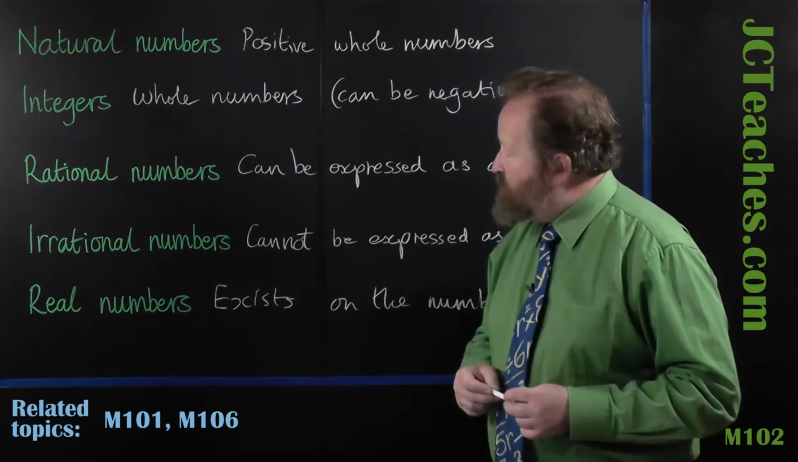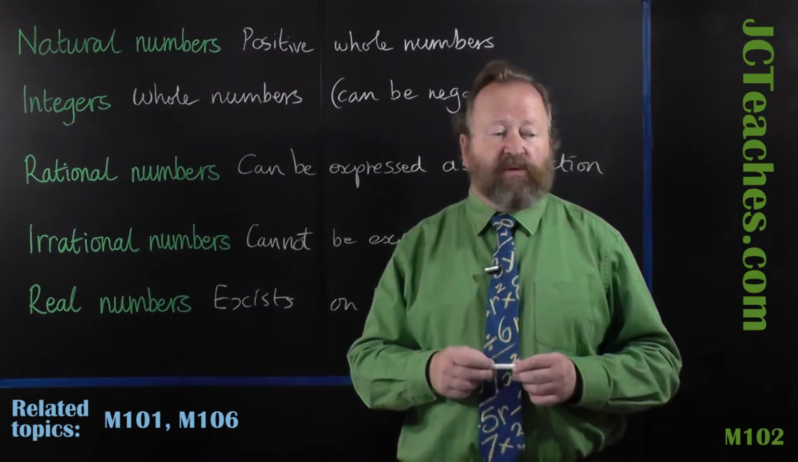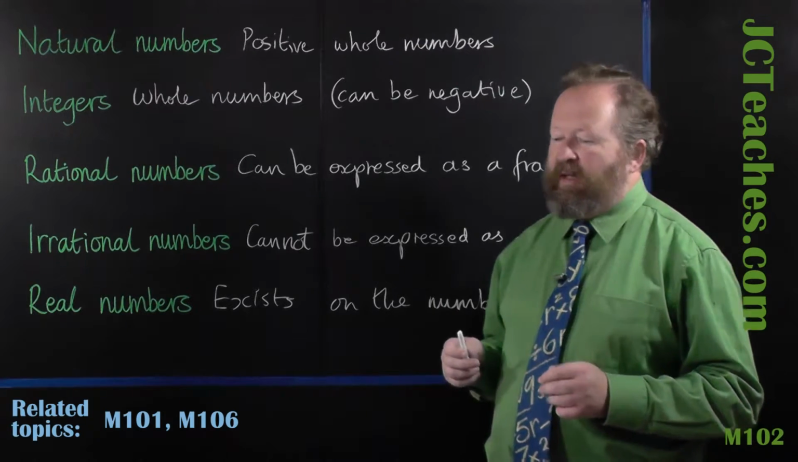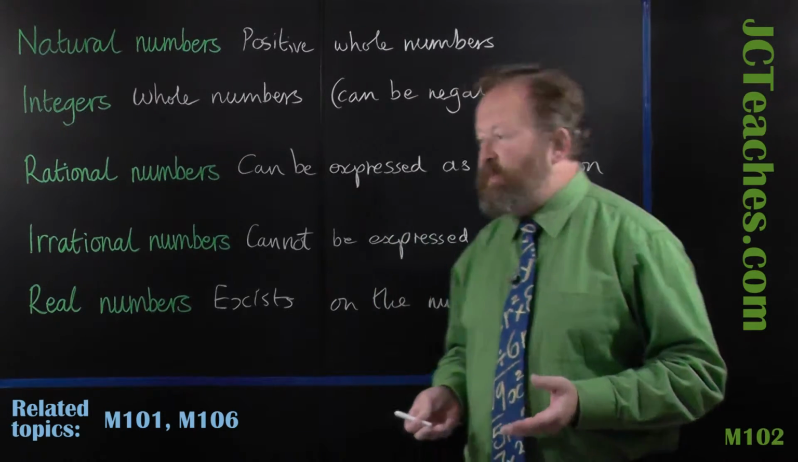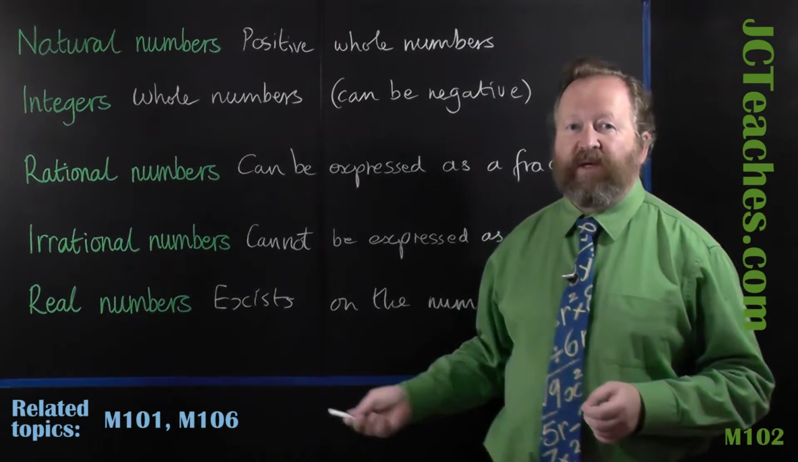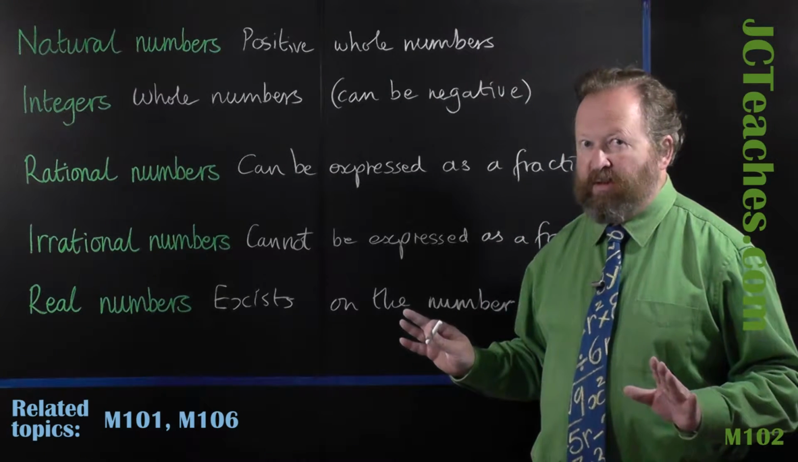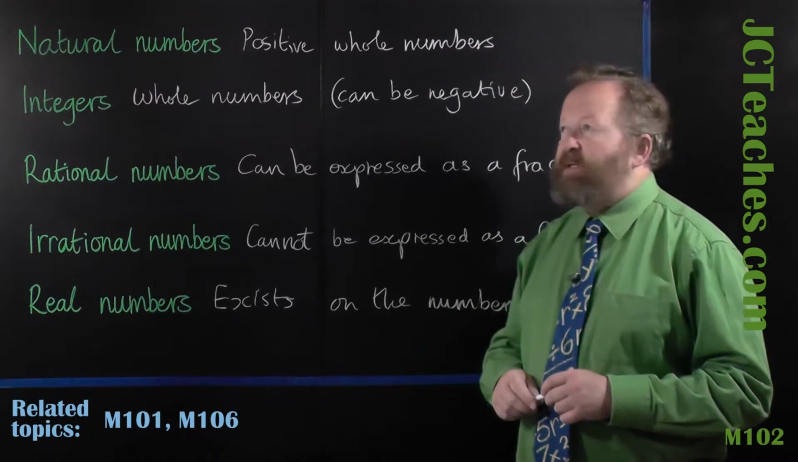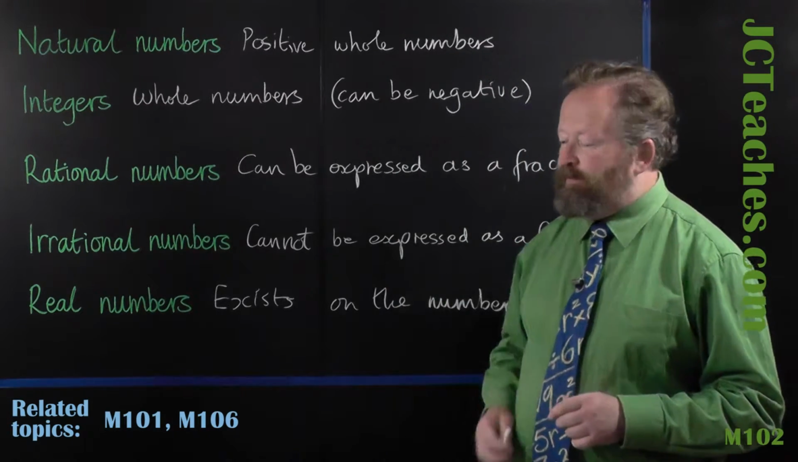And in certain branches of algebra, you come across equations which can only be solved by having a complex number, and a complex number has both a real and an imaginary part. But I'm not going into that. What I do want to do is just give a few brief examples of each of these.